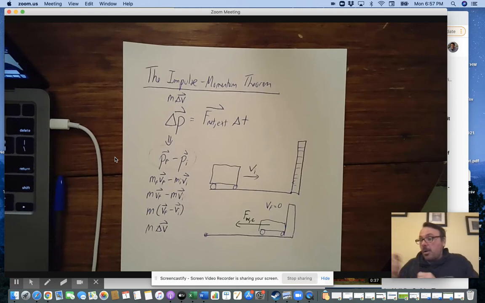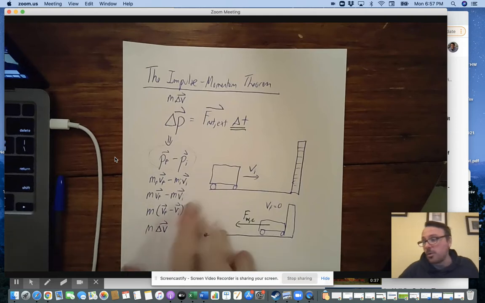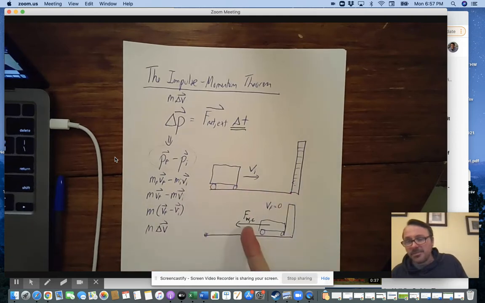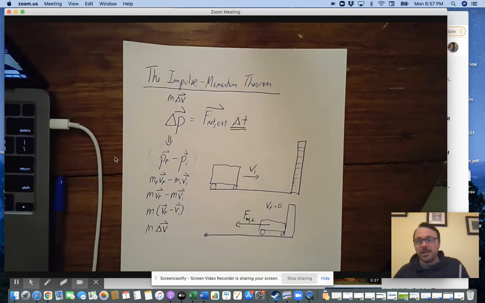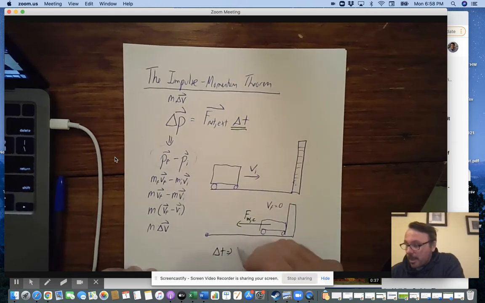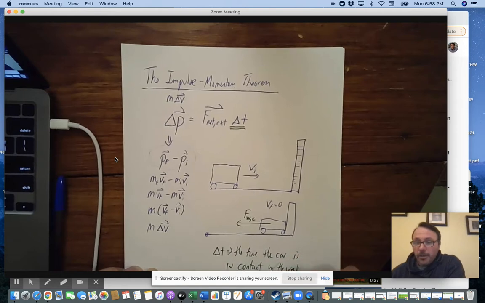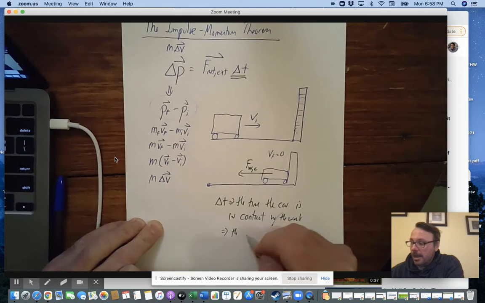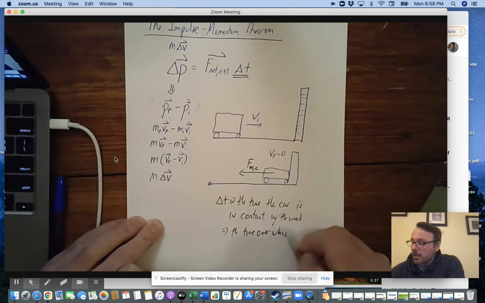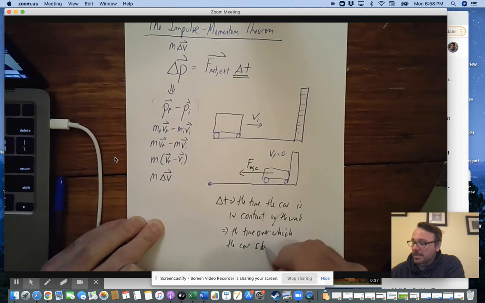Now, I do want to focus here on this delta T. So what is delta T here? Well, in the last video, I said it is the time of interaction. So that car is driving towards the wall. Notice this force doesn't exist until the car makes contact with the wall. So delta T in this example would be the time the car is in contact with the wall. Another way to say that is the time over which the car stops.